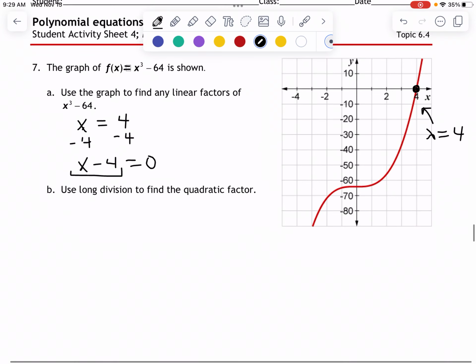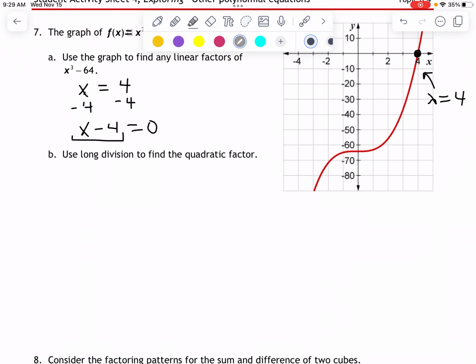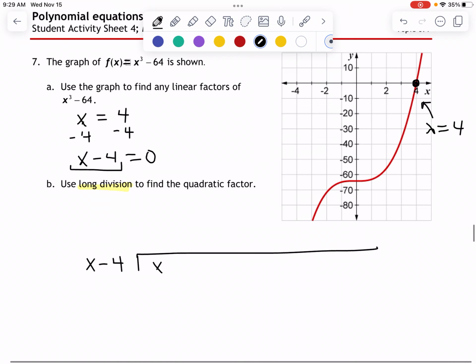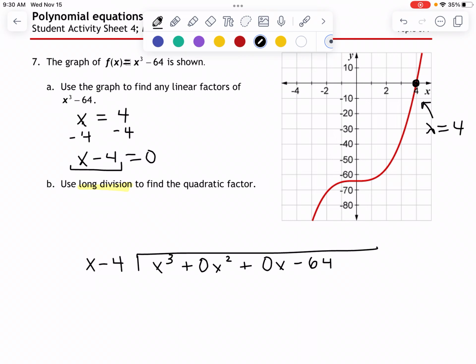So again, we are asked to use long division. Synthetic division will get us the same thing, but we're going to practice this long division stuff. We're going to take x minus 4 and divide that into our x cubed minus 64, but we're going to add in some placeholders, plus a 0x squared plus a 0x minus 64. At this point, I would encourage you to pause the video, try to divide this out, and then compare. Okay, welcome back. Hopefully you had a chance to try this out.